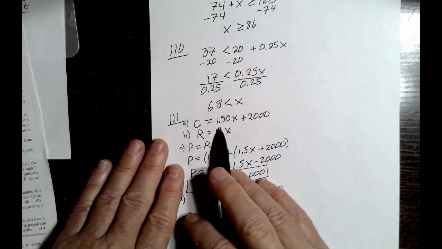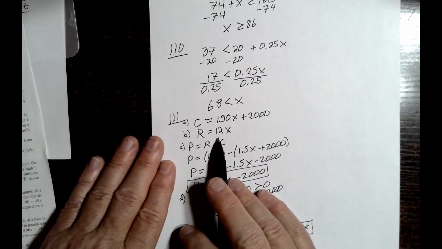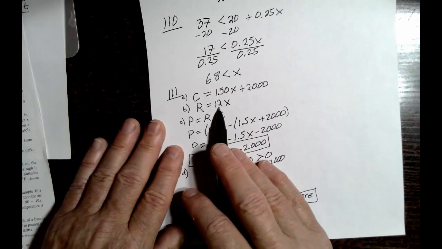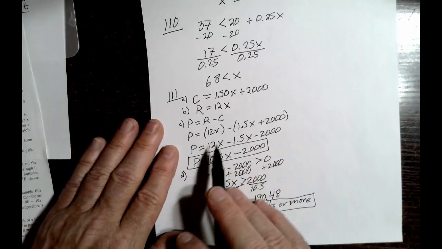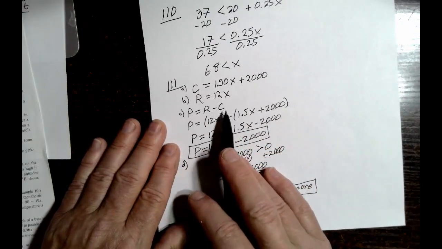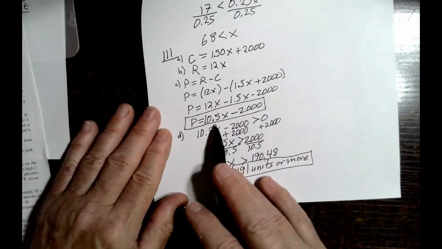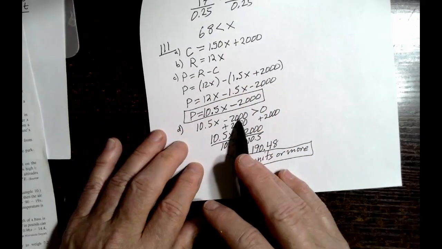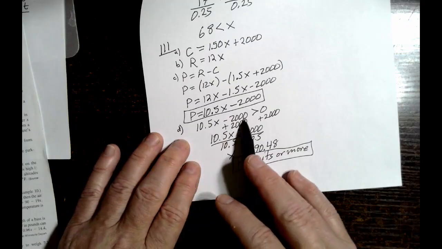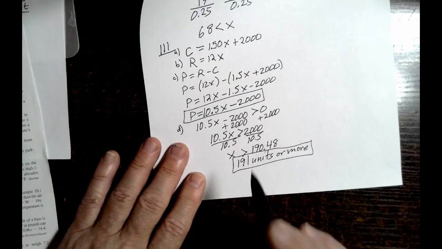111, they give you the cost of a compact disc is $1.50, fixed cost of $2,000, and they're selling it for $12. So your revenue is selling price times x. Your cost is the cost to make one times x plus your fixed cost of $2,000. So you get these, and when you do R minus C and you drop the parentheses, you distribute that negative sign and combine like terms, and so there you go, you get cost, revenue, and profit. So they say when do you get a positive profit, so greater than 0. So you subtract 2,000, divide by 10.5. And so if you sell 191 units or more, you're going to make a profit.